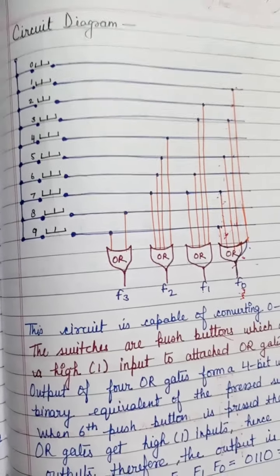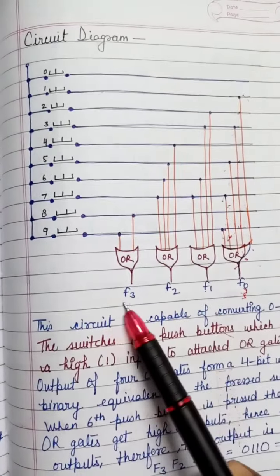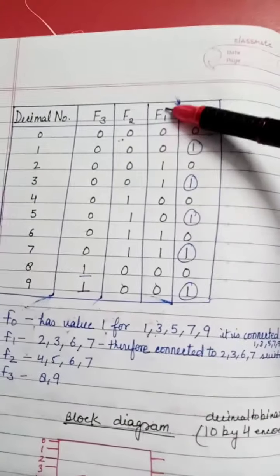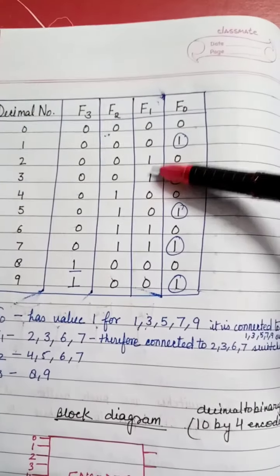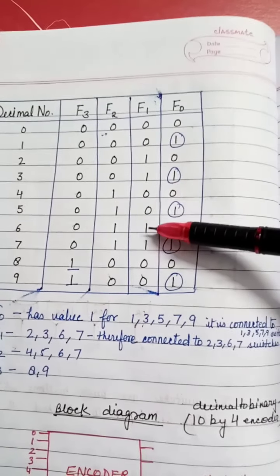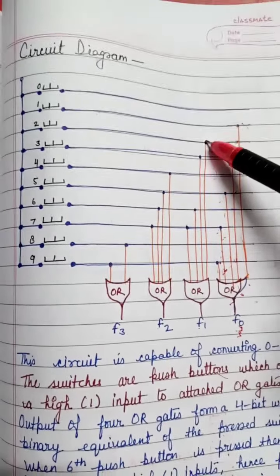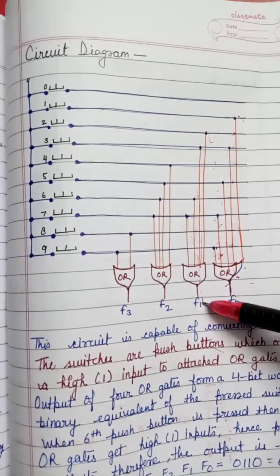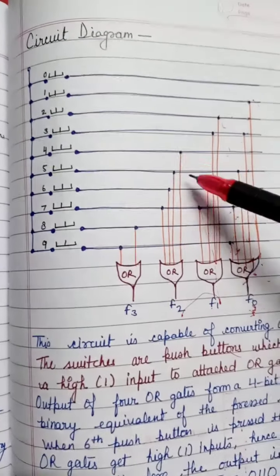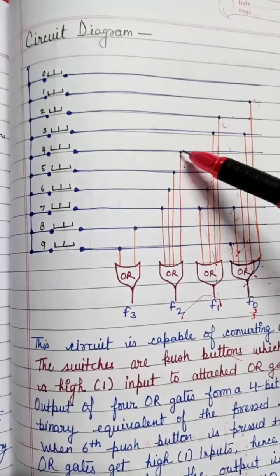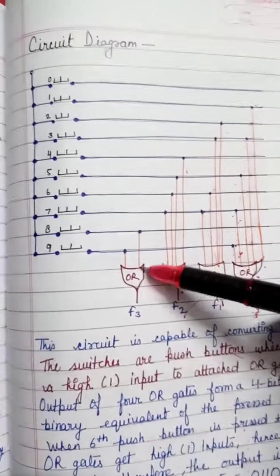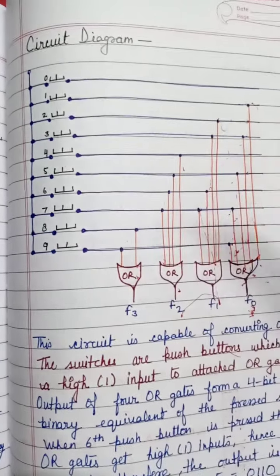Then for F1, or you can say A, B, C, D, whatever. In F1, the value 1 is for 2, 3, then 6 and 7. So draw the lines from 2, 3 and 6, 7 to F1. Similarly for F2, 4, 5, 6, 7. So draw the lines from input lines 4, 5, 6, 7 to this. Then for F3, from 8 and 9.